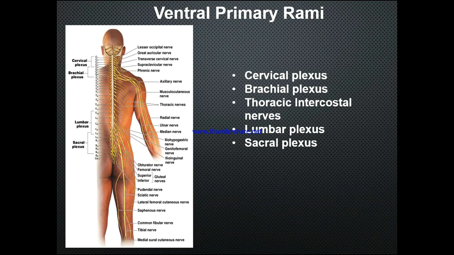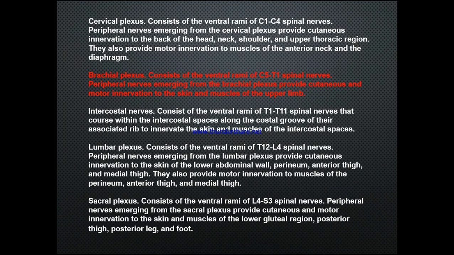So the ventral rami, we have the cervical plexus, the brachial plexus, the thoracic intercostal nerves, the lumbar plexus and the lumbosacral plexus, all of which we shall look at in relation to movement as we continue through our lecture series. So the cervical plexus, let's look at that for a moment. This consists of the ventral rami of C1 to C4 spinal nerves. The peripheral nerves emerging from the cervical plexus provide cutaneous innervation to the back of the head, shoulder and upper thoracic region. They also provide motor innervation to muscles of the anterior neck and the diaphragm.